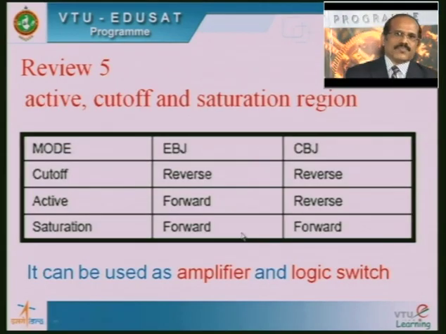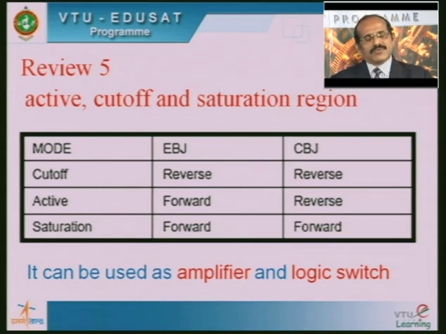Also, we have noted that a semiconductor junction can have either a forward bias or a reverse bias, so there will be combinations of forward bias and reverse bias. Depending upon the suitable combination, the BJT can operate in either the active region, cutoff region or saturation region. If both junctions, the emitter-base junction and the collector-base junction, are reverse biased, then the transistor is said to be in the cutoff region. If both junctions are forward biased, then the transistor is said to be in the saturation region.